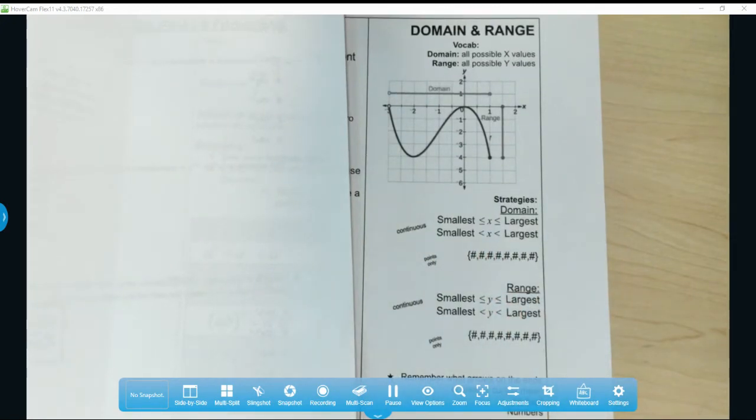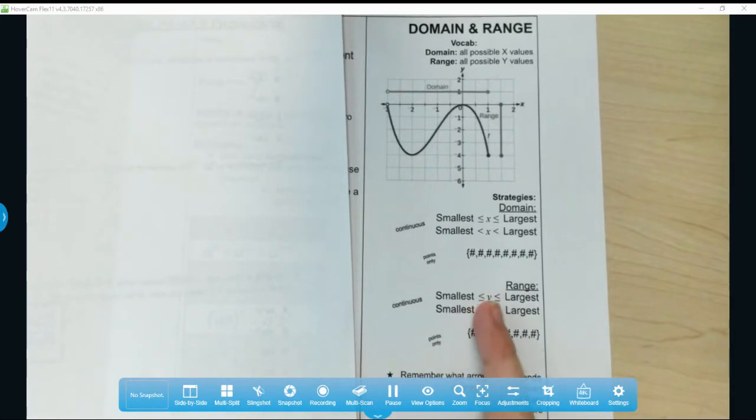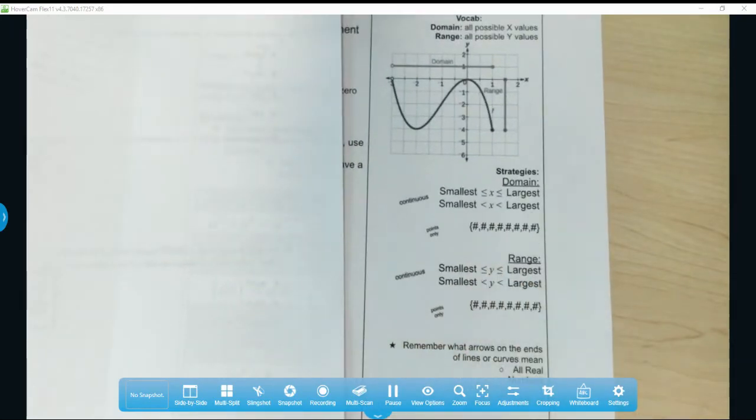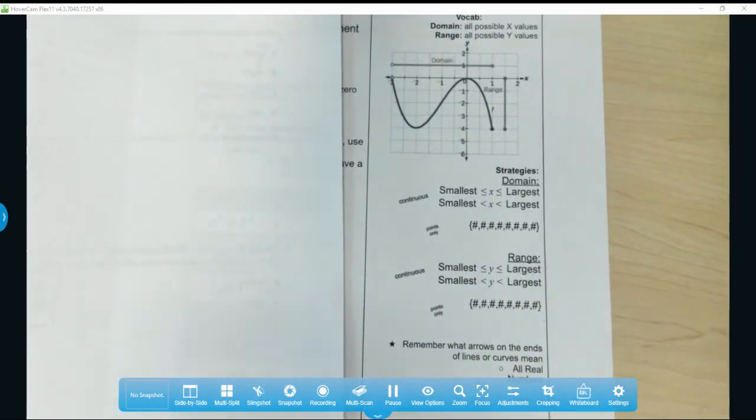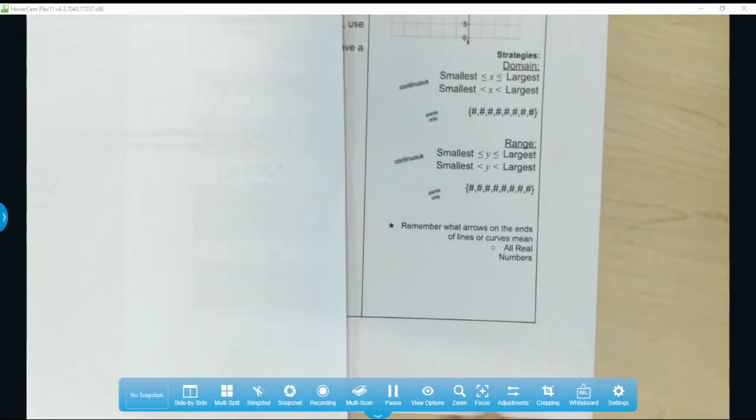Same thing for the range, same concept, except in the middle you're going to put the y, you would not put the x. And then the other thing that you want to remember is if you have arrows on the end of the lines or the curves, depending on which direction those arrows are pointing, either your domain or range, or maybe both, will be all real numbers. So just take a look closely. If there's arrows, utilize what you need to say for domain or range if it's all real numbers.